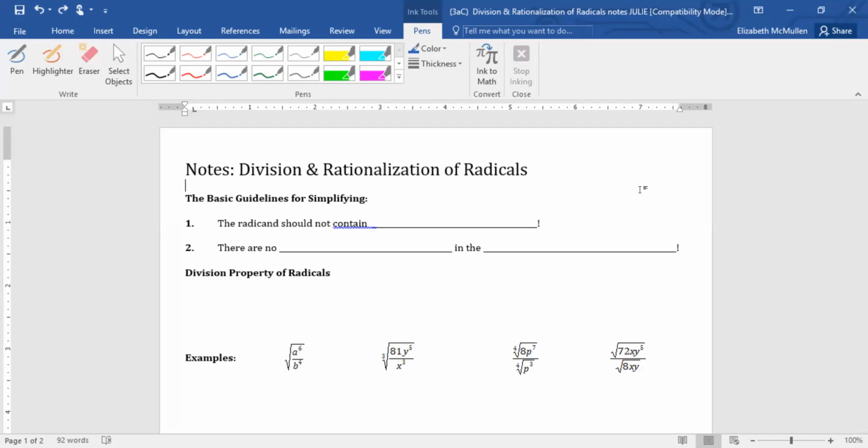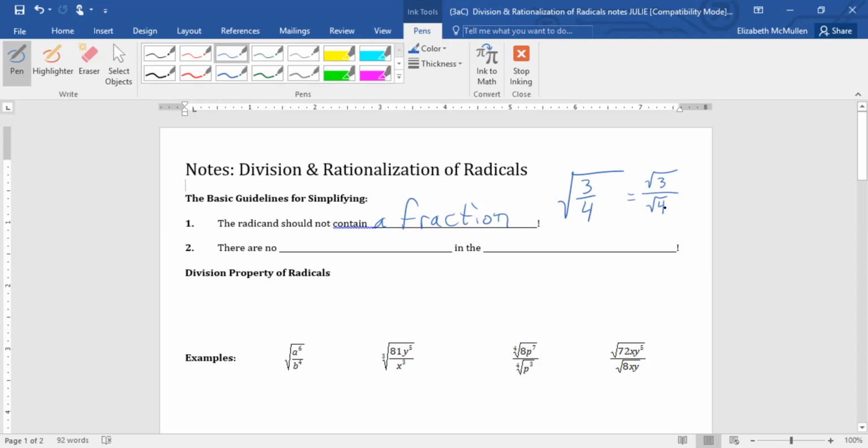All right, number one, basic guidelines. The radicand should not contain a fraction. Get my pen up here to work. Should not contain a fraction. That means that if I see something like this, I've got a problem. The square root of 3/4. I can't have a fraction as my radicand, so I got to fix it. All right, so I split it apart to the square root of 3 over the square root of 4.